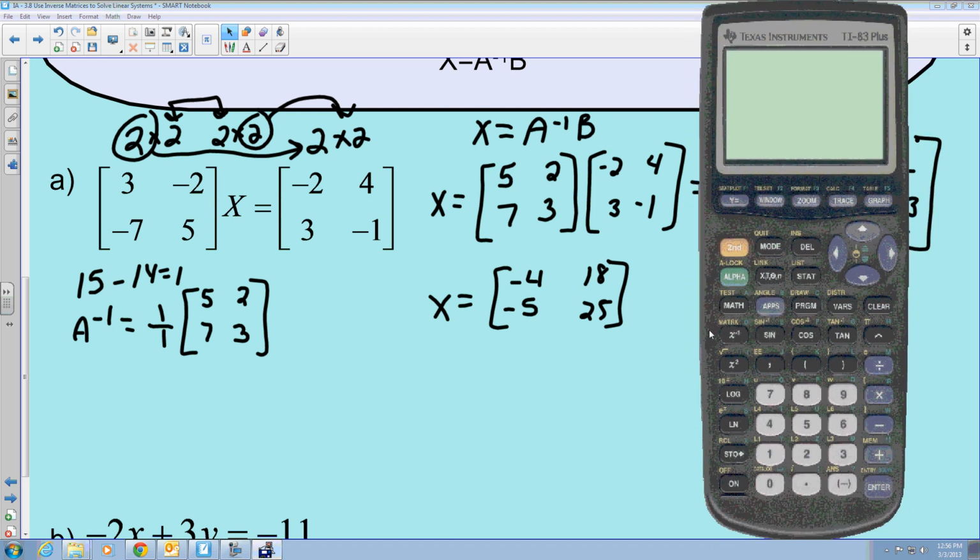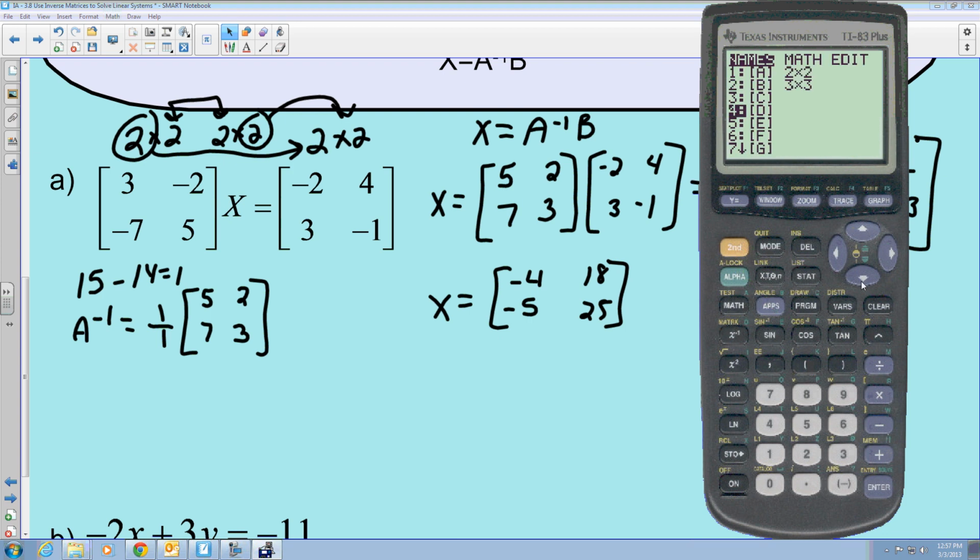So turn it on. If I go back to second matrix, let's edit A. Let's say that A is a 2 by 2. Then A is going to be 3, enter, -2, enter, -7, and 5. Second, quit that, and then let's put in matrix B.